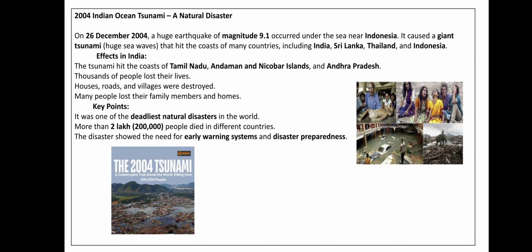So, what are its key points? It was one of the deadliest natural disasters in the world. More than 2 lakh people died in different countries. तो ये जितने भी देश थे लाइक इंडिया, श्रीलंका, थाईलैंड, इंडोनेशिया, इन सब में कुल मिला के approximately or more than 2 lakh people died. This disaster showed the need for an early warning system and disaster preparedness. And just for your information, after this natural disaster in 2004, a National Disaster Management Authority was formed and established in 2005.